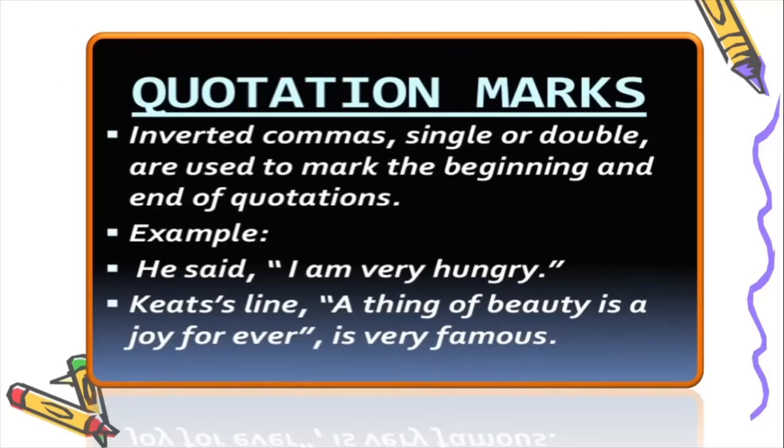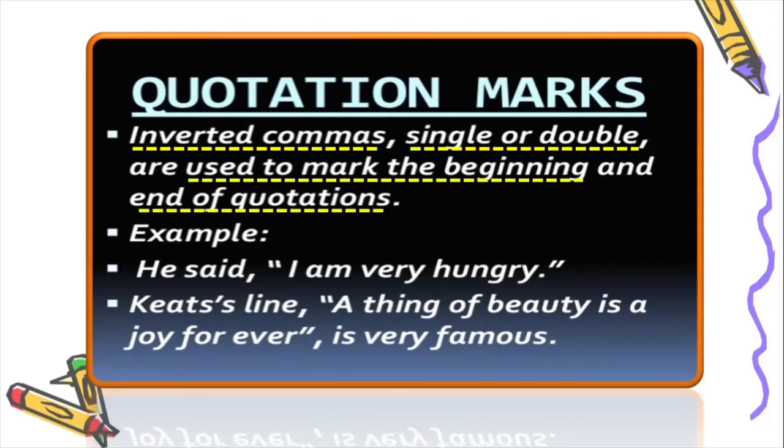So let us start by understanding the meaning of quotation marks. Quotation marks means double inverted commas. Inverted commas, single or double, are used to mark the beginning and end of quotations. Like I told you, they could be single or double. They are used to mark the beginning and the end of quotations. Quotations means something which a famous person has said. Even when you talk about what an ordinary person has said, that is direct speech, you make use of quotation marks. For example, see here: He said, "I'm very hungry." You have begun and ended the quotation using these double inverted commas. Inverted commas means commas on top of the sentence.